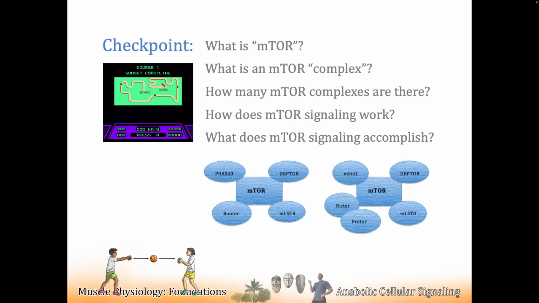So the remaining questions: what is an mTOR complex? How many complexes are there? What does mTOR signaling do? How does it work and what does it accomplish? That's what we're going to be talking about today.